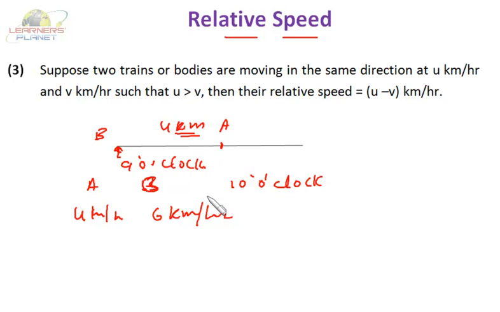Now this is a concept of relative speed, and in this case both of them are moving in the same direction. That's why we are taking their difference, and why we are taking their difference we have already discussed. So I hope you must be clear about the concept of relative speed when two bodies are moving in the same direction. Now let's see what happens when the bodies are coming from the opposite directions.